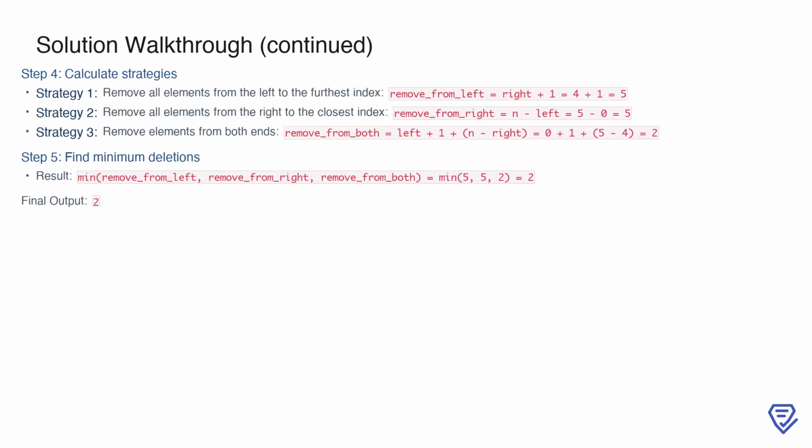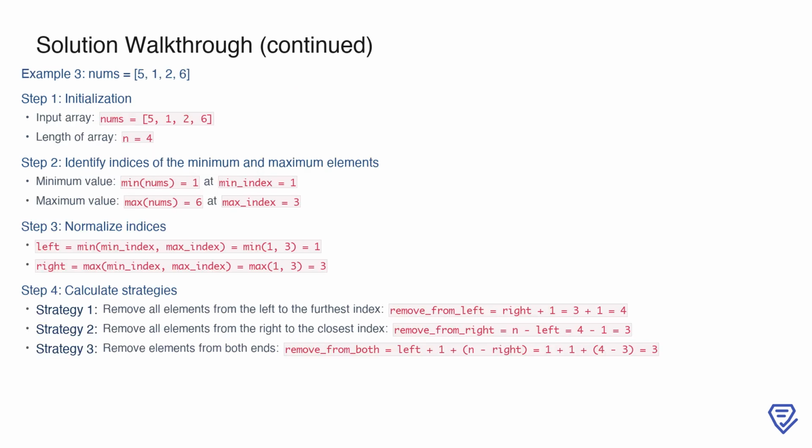In this example, we again calculate the three strategies for removing the minimum and maximum elements. Strategy 1 involves removing all elements from the left up to the furthest index, which requires 5 deletions. Strategy 2 involves removing all elements from the right, starting from the closest index, which also requires 5 deletions. Strategy 3 involves removing elements from both ends, which only requires 2 deletions. To find the minimum number of deletions, we compare these three values, 5, 5, and 2. The smallest value is 2, which becomes the result for this example. The final output is 2.